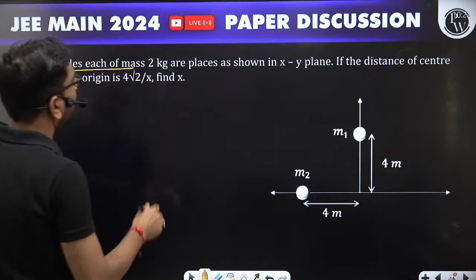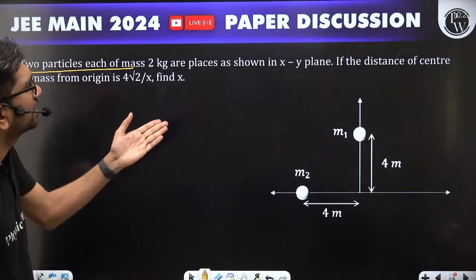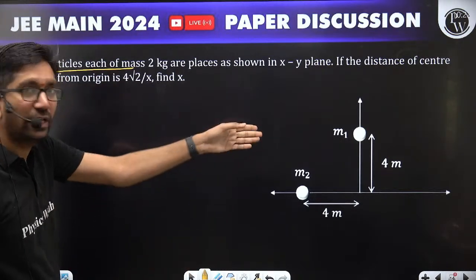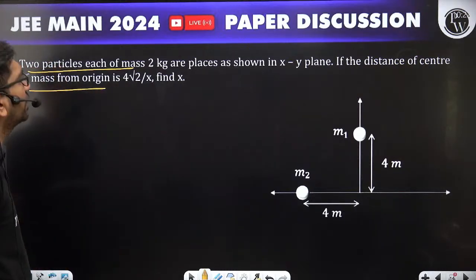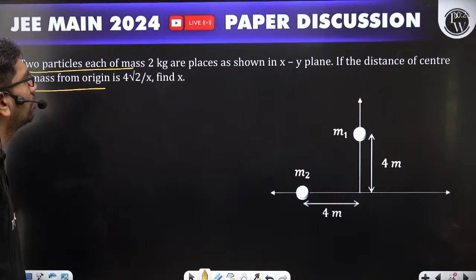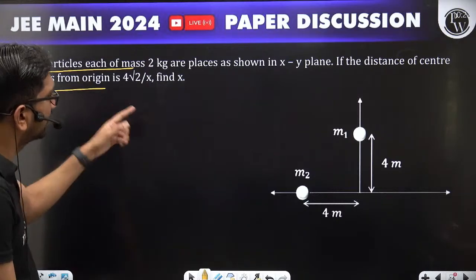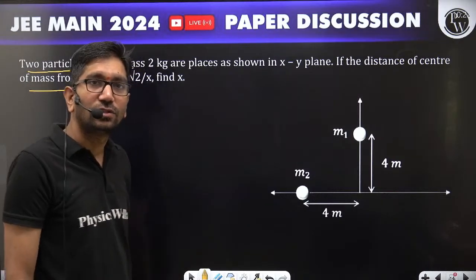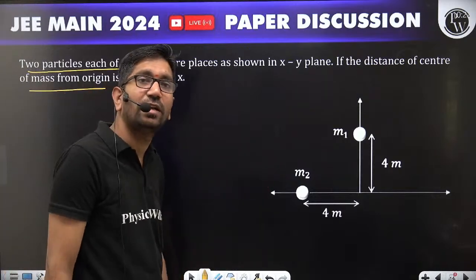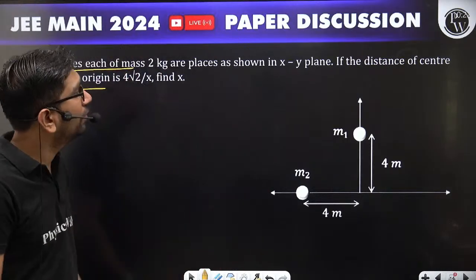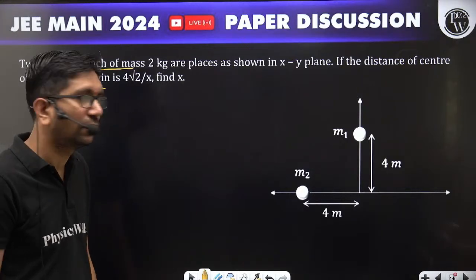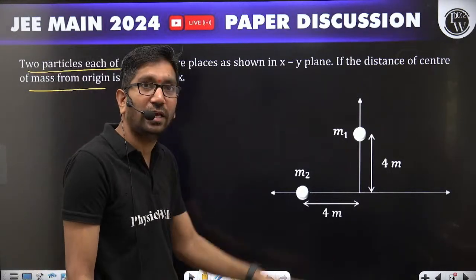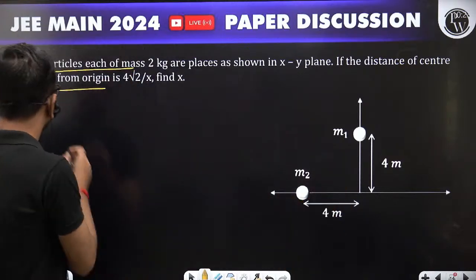Two particles, each of mass 2 kg, are placed as shown in the XY plane. If the distance of the center of mass from the origin is 4 root 2 by x, find x. So from the origin, the magnitude of the center of mass of the 2 particles is given. We have to find out the x value. Very simple question. This is also right.